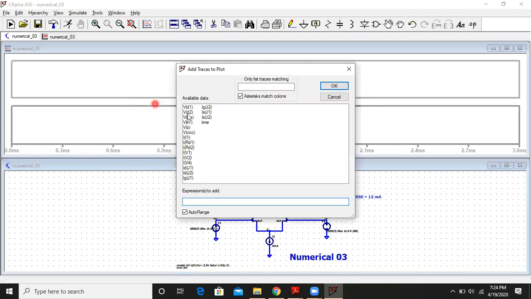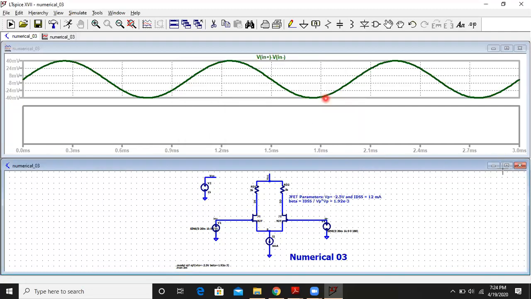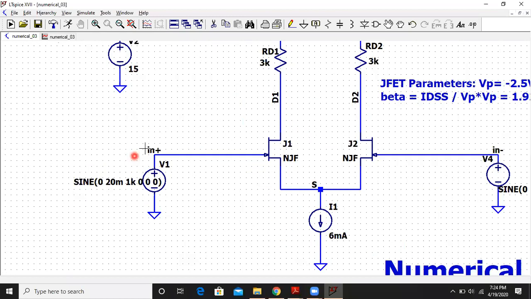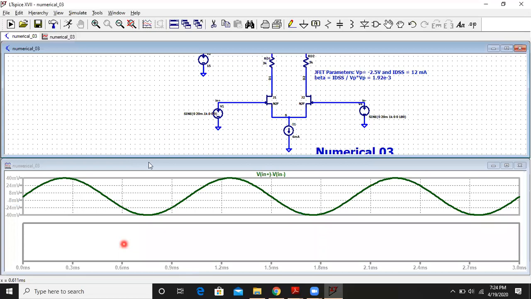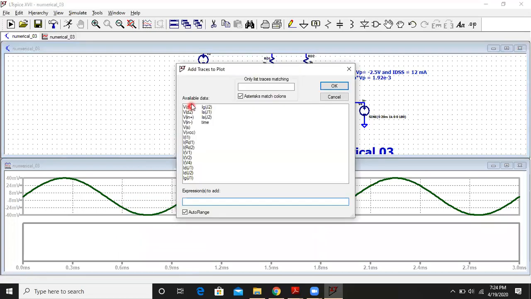The differential input is V in plus minus V in minus. That's the way they are labeled over here. As you can see, it is labeled as I in plus, I in minus, and D1 and D2. So accordingly, we will simulate it. And in the next plane plot, we will add the differential output. Our differential output is VD1 minus VD2 over here. If I click on OK, I'll get the output.